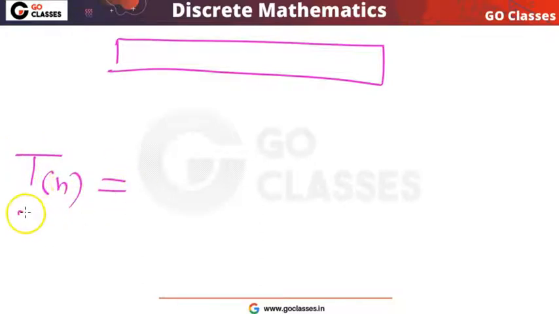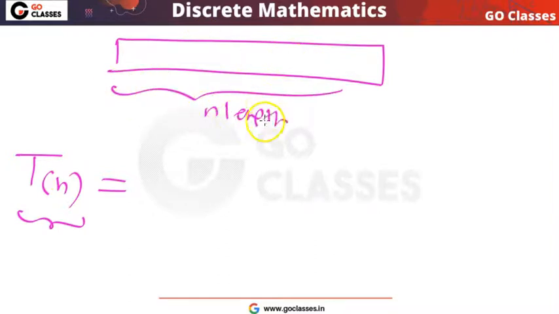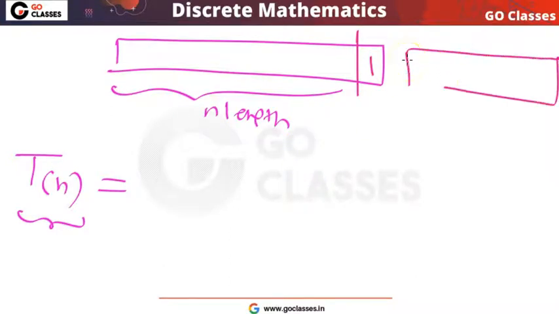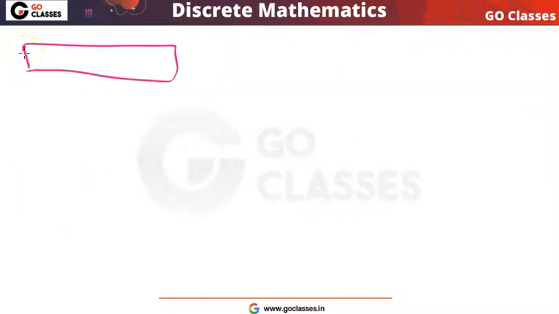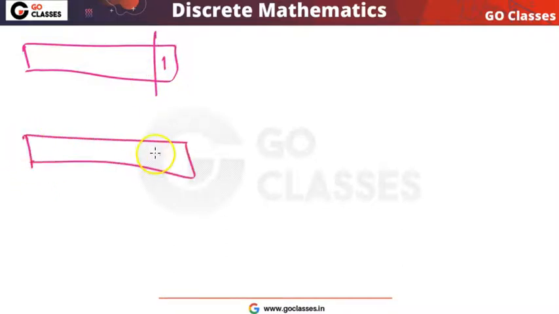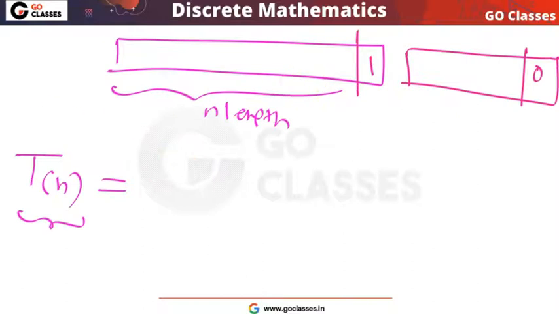We want Tn, the number of n length bit strings which have consecutive zeros. Now you can notice very easily what the possibilities are. Either the last bit is 1 or the last bit is 0. If the last bit is 1, this last bit is already 1, but what we want is consecutive zeros. So if the last bit is 1, then what can we do?